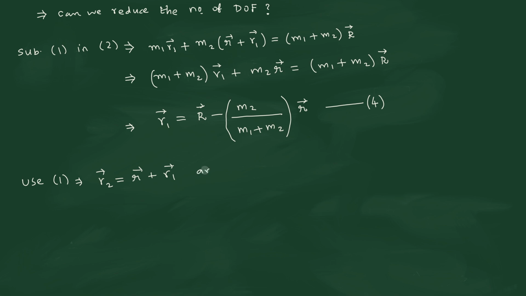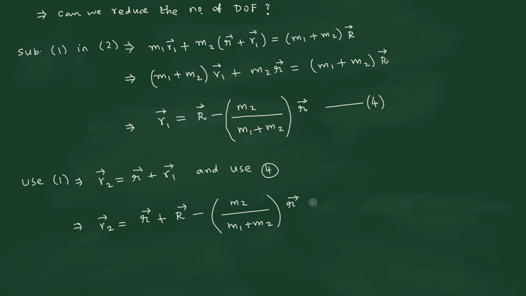So therefore I'll write down, and now you can use the equation number 4. So we are going to use equation number 1 and also we are going to use equation number 4. If you do that, we will be able to get R2 vector is equal to, so let us add this. So this becomes R, then you have a plus R1, we will substitute this, which means that capital R minus M2 divided by M1 plus M2 into the script R. So this is what you have to simplify, and let us see.